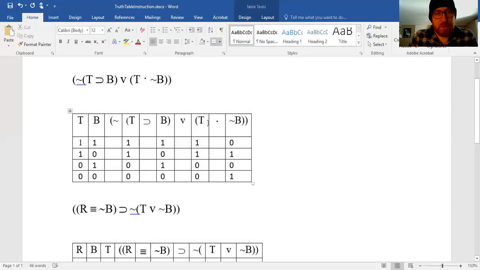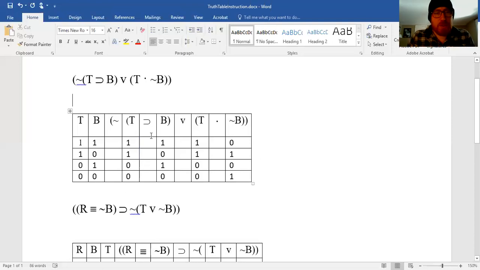So it would be a mistake to compare T to B over here because we've got an operation. We've got a negation in front of B. So we're not asking, is T and B false? No, we're asking, is T and not B true? That's what we're asking.